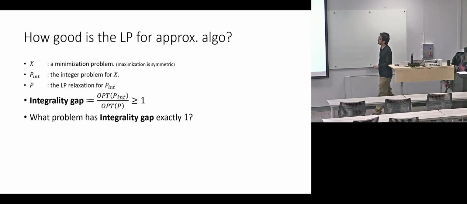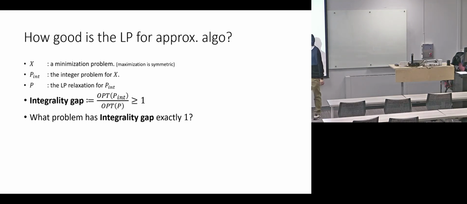Okay, let me talk about one concept that is quite important for you to be aware of, which is the integrality gap. What is the integrality gap? Well, let's say that you have a minimization problem, and you write down the integer program for it, and the LP relaxation. Then the integrality gap is the gap between the optimal integral solution and the LP, the fractional one. So you know that this is at least one, because the LP is a relaxation. It can be only smaller than the integral one.